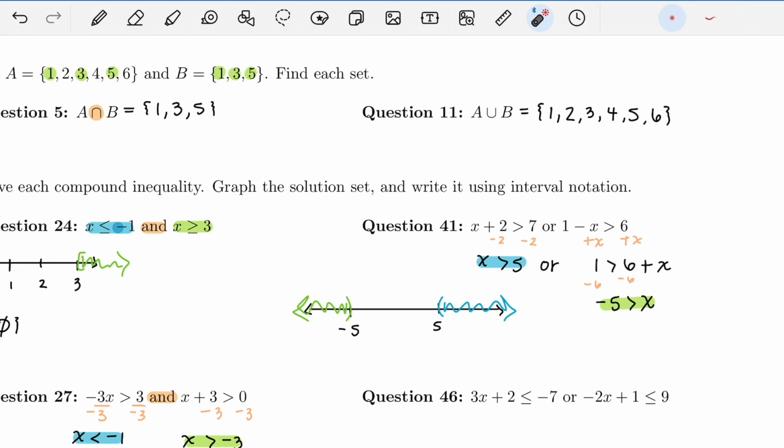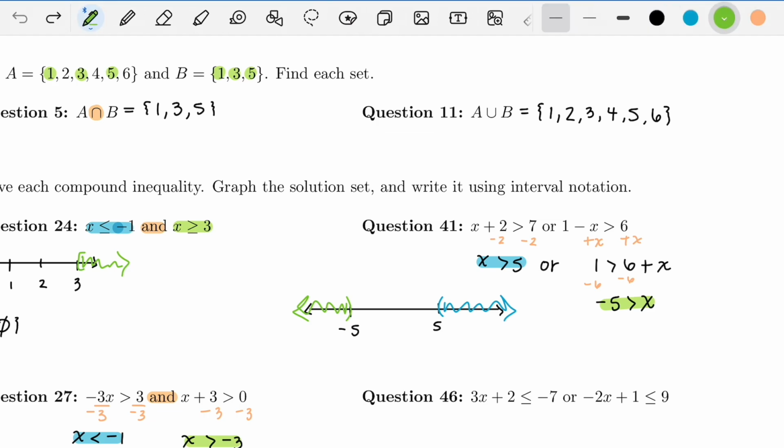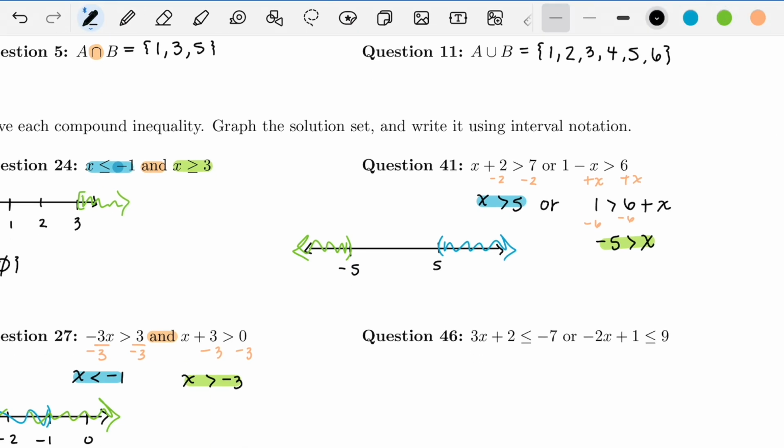Now since this "or" can be thought of as our union here, it's going to be all elements. We're going to include all of them. It doesn't have to be the ones that they have in common. So the solution to this compound inequality is going to be all these numbers here and all these numbers here. We're including those guys. So in interval notation, it's going to be all values from -infinity up to -5, and then we're going to use our union symbol here, values from 5 up to infinity.